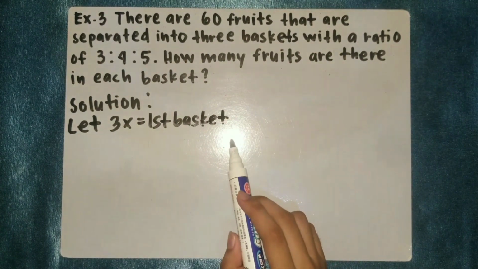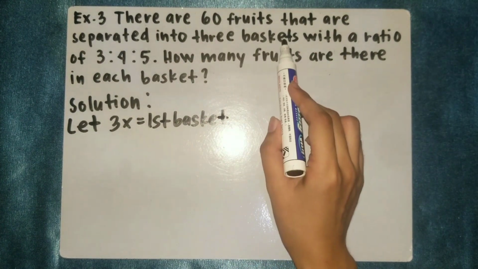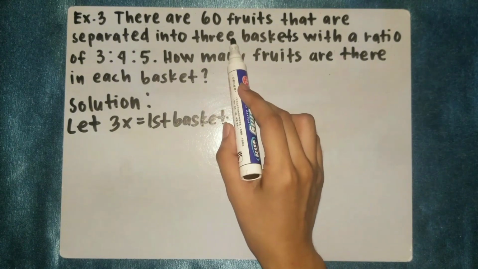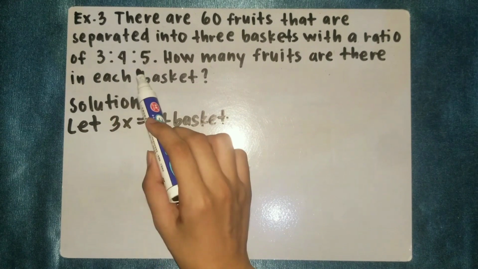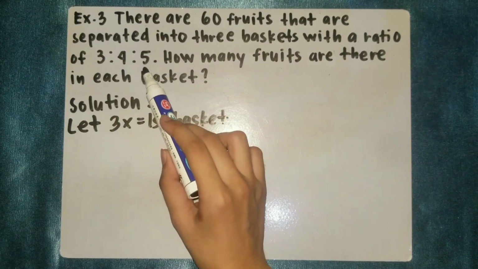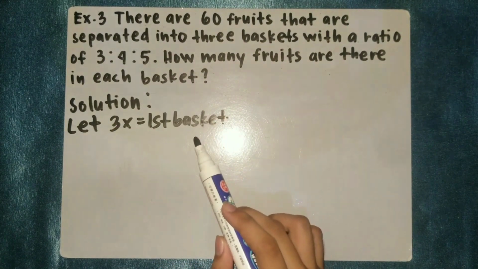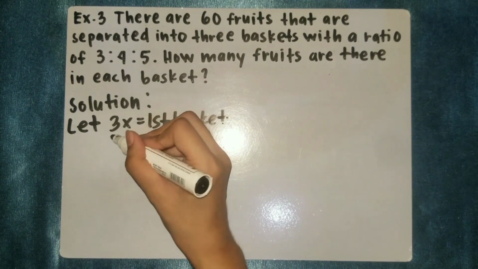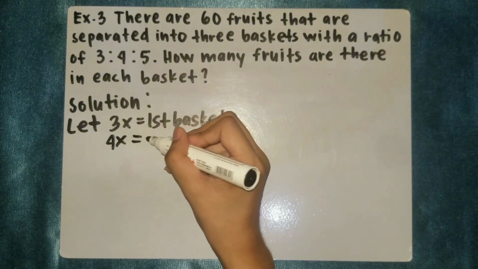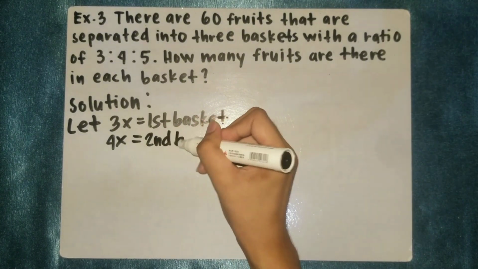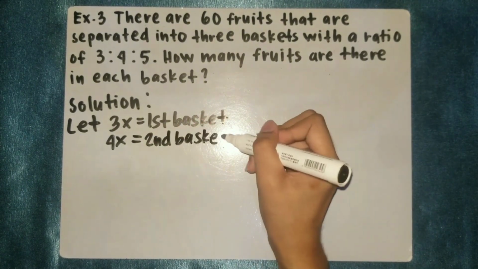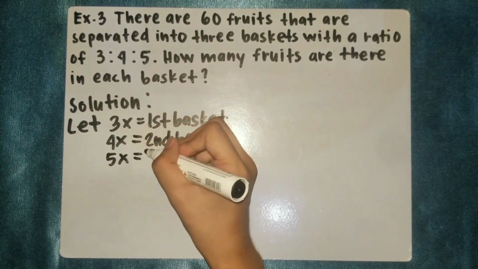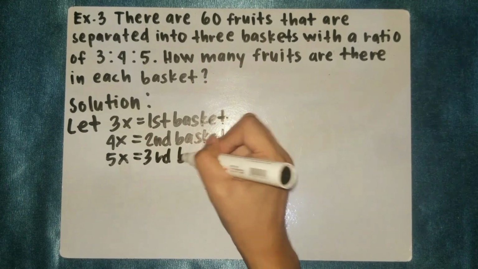Since sabi dito mayroon tayong tatlong basket na paglalagyan ng mga prutas. So it means ito yung magiging representation ng bawat quantity ng ating ratio. Kaya magkakaroon tayo ng first basket, second basket, and third basket. And now, let this 4 equal 4 second basket. This 5 equal 4 third basket.